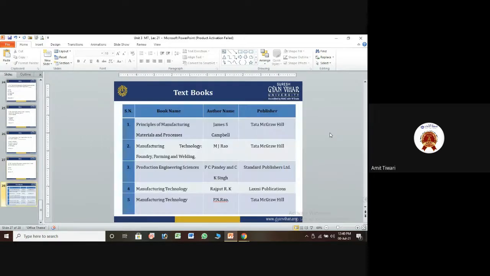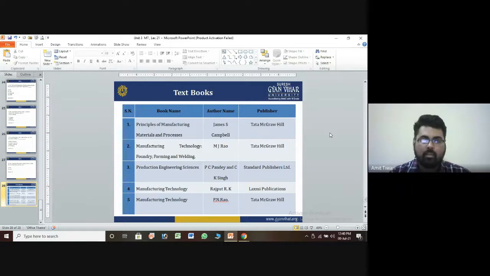At the end, I recommend some books for you to understand the extrusion processes very deeply. First, Principles of Manufacturing Materials and Processes by James S. Campbell, Tata McGraw Hill publisher. Second, Manufacturing Technology: Forming, Founding, Welding by P.N. Rao, Tata McGraw Hill publisher. Third, Production Engineering Science by P.C. Pandey and C.K. Singh, Standard Publication. Fourth, Manufacturing Technology by R.K. Rajput, Laxmi Publication. And fifth, Manufacturing Technology by P.N. Rao, Tata McGraw Hill publication.